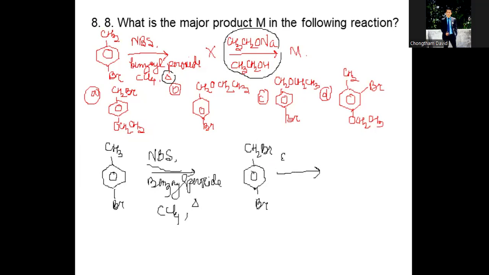So after adding this sodium ethoxide in the presence of alcohol, or you can say ethanol, you will now have the final product M. So this will be the answer, right? Option number B will be the correct answer for this question.